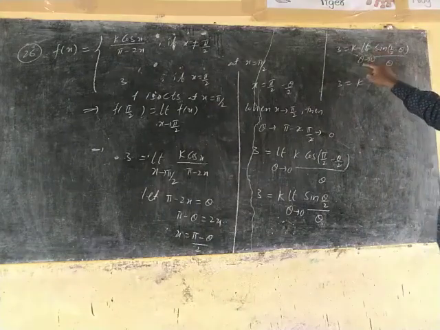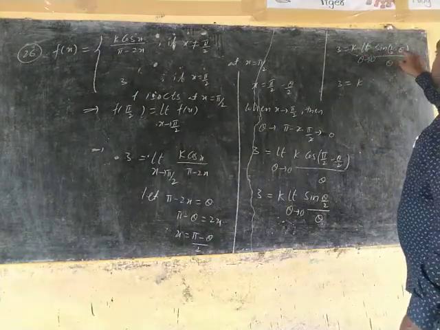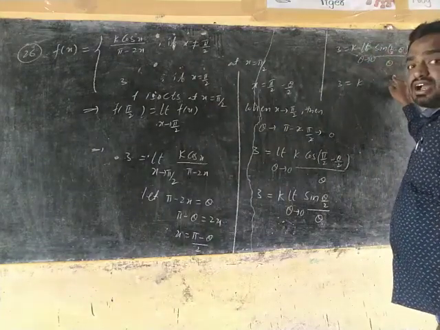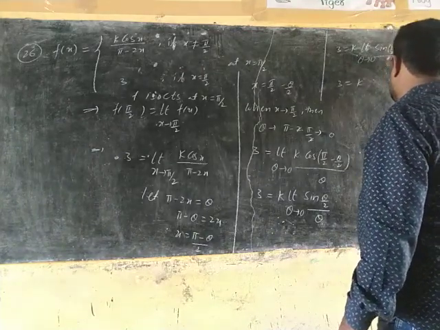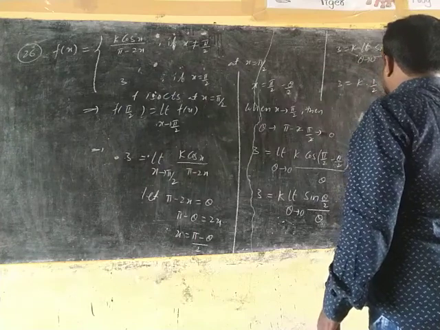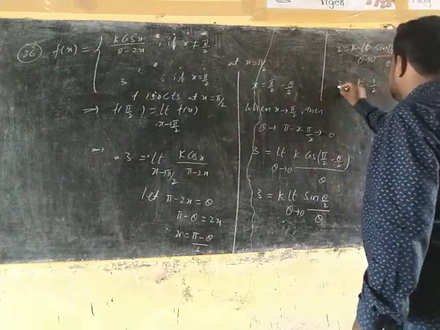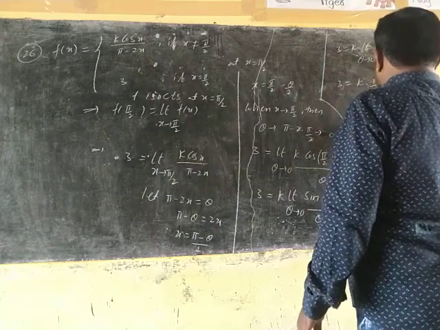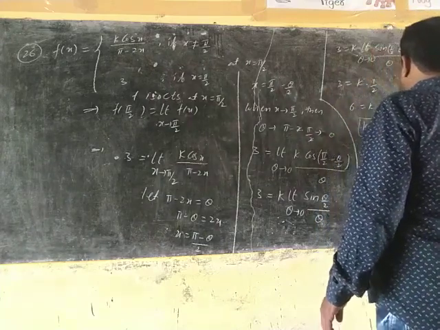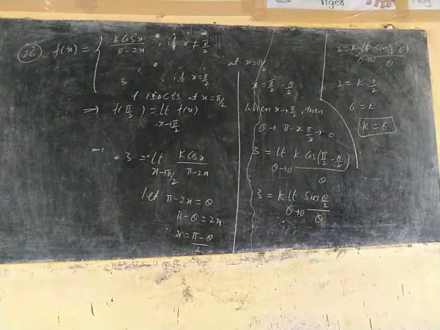This is of the form limit theta tends to 0 of sin of a theta by theta, which equals a, the theta coefficient. What do we get? 1 by 2. So 2 is taken to the left side, 2 threes are 6, so 6 equals k. Therefore, the k value is 6.